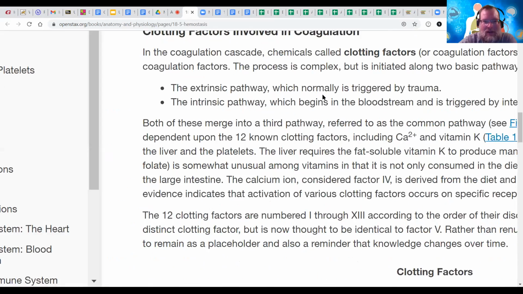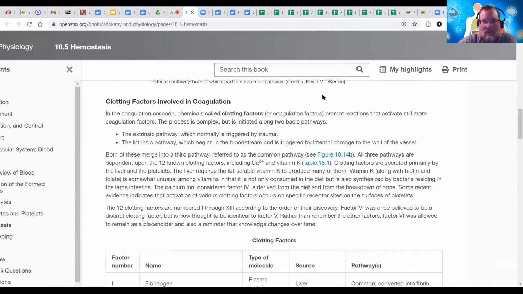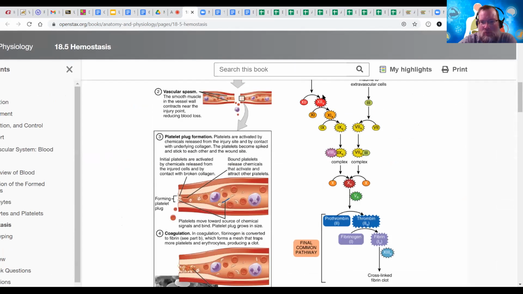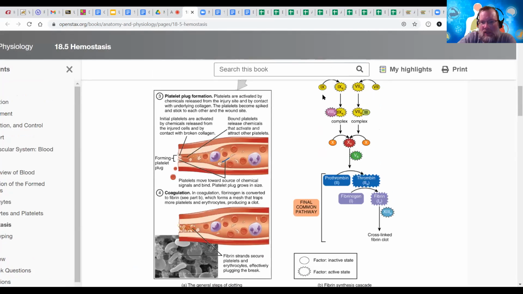And down here, again, let me go back up. These are all these Roman numerals. These are not cranial nerves because we've seen Roman numerals before, so I don't want you to get confused. These Roman numerals are the clotting factors. So fibrinogen 1, fibrin 1, fibrin 1A, prothrombin 2, thrombin 2A, and so on down.